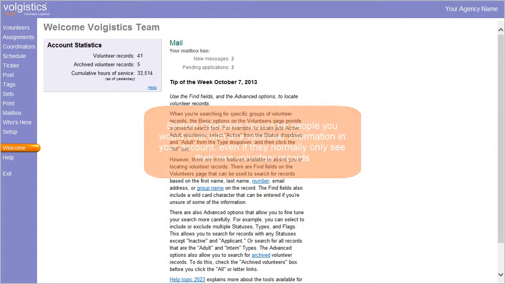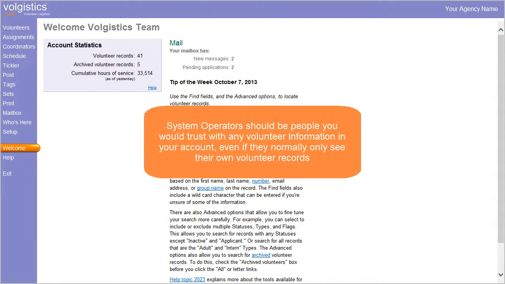A good rule of thumb is, when you use site-level access, your system operators should be people you would trust with any volunteer information in your account, even if they normally only see their own volunteer records.